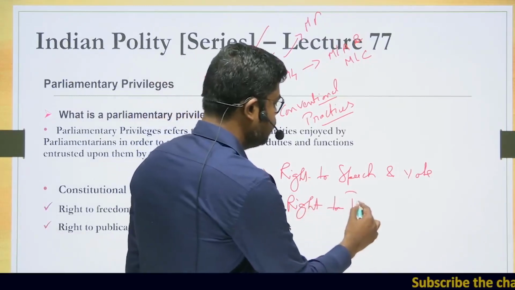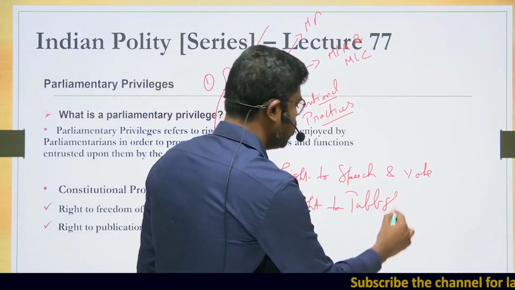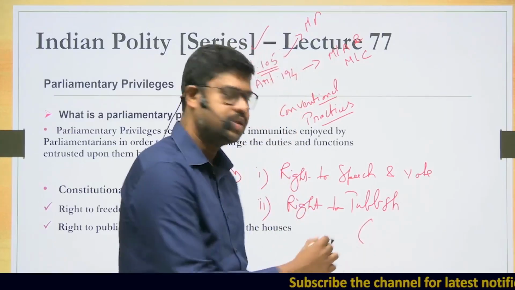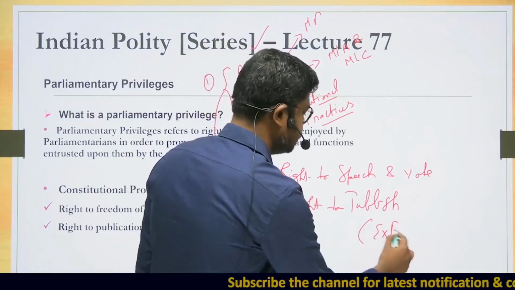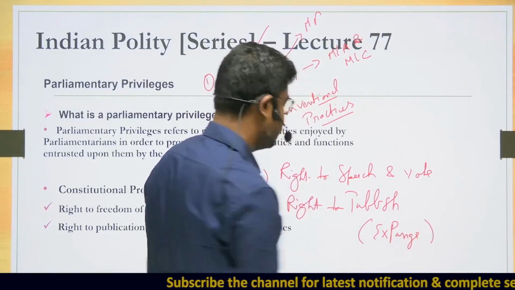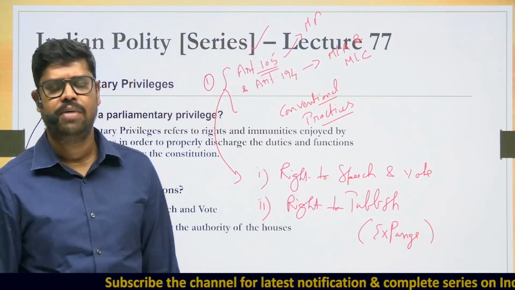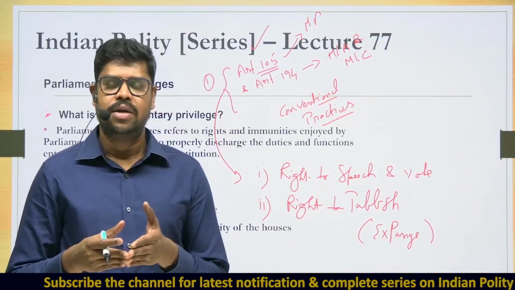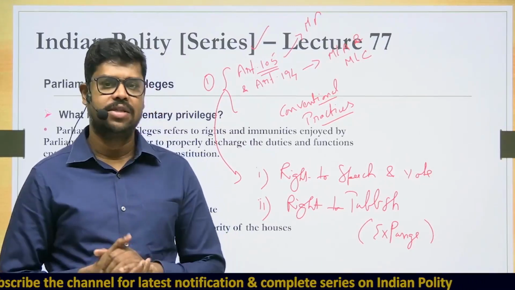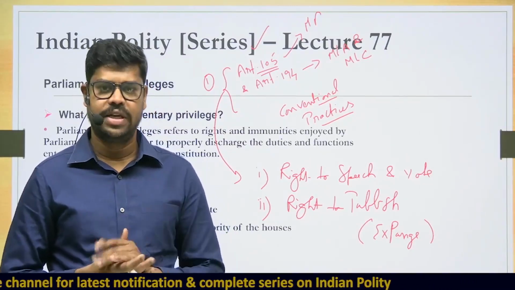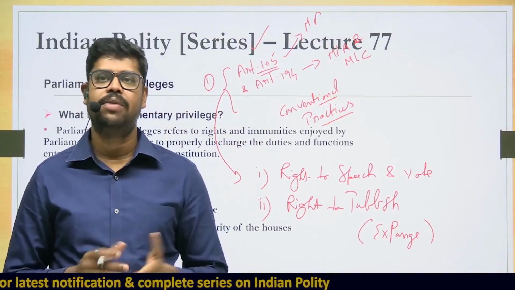What do you mean by right to publish? So this right to publish also includes the right to expunge the contents. So let us try to understand first what it means by right to publish. Right to publish means that there are a lot of things that are discussed in the houses of the parliament and also in the state legislature. These are all called parliamentary proceedings.